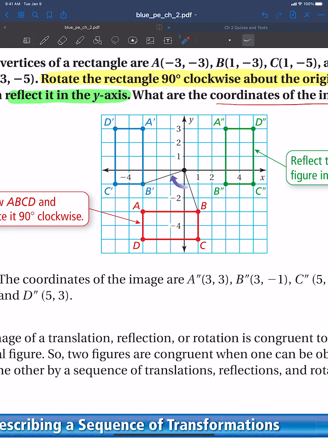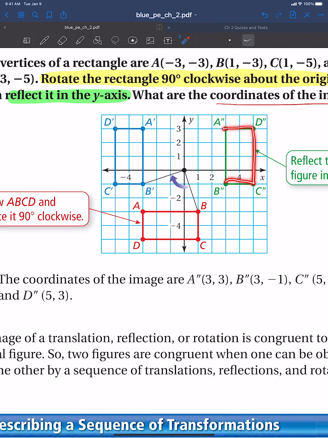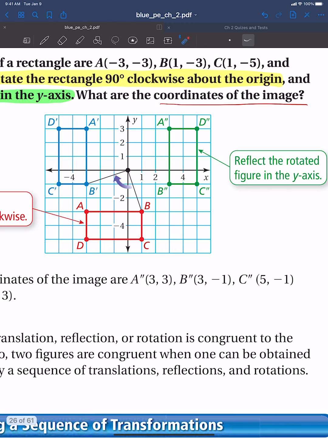So remember, with reflection, you just count how many spaces until your line of reflection. So A is 1, 2, 3 away, so A double prime will be 1, 2, 3 away. D is 1, 2, 3, 4, 5 away, so D double prime will be 1, 2, 3, 4, 5 away. So you would do that with all your points, count all the jumps, and that's how you'd get your final image, okay? So your final answer would then be the coordinates of these 4 points, and that's what they got right here for you, okay?